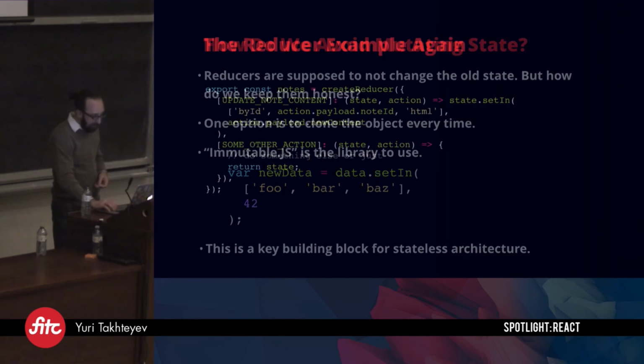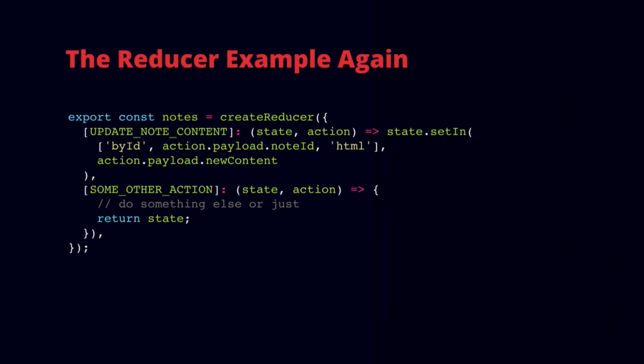So based on that, let me go back to the reducer example I showed you before and see what exactly we're doing here. So we have a function. When we get the update node content event, we call a function that returns the output of state.setIn, and then what we provide is a path to the data piece that we want to modify and the value that we want to modify it with. So we're effectively telling it that in the new version that we're going to return, we want state.byId, the value of the payload's node ID.html, to be equal to the new content. And again, this ensures that whoever had access to the previous state is not going to have it modified in any way.